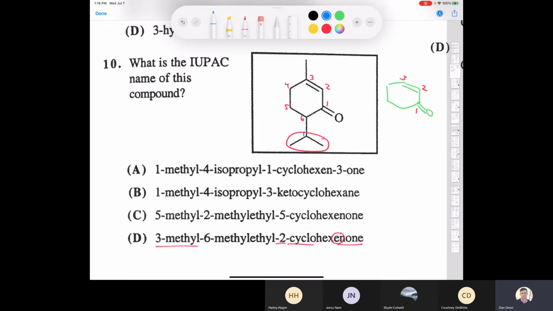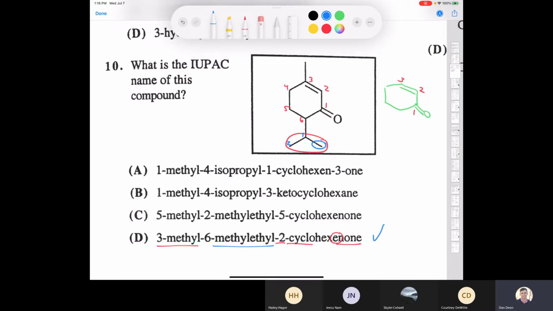We said we take the longest carbon chain, so this would be an ethyl, and then whatever groups are attached to that, which is a methyl on carbon number 1, we give those an identity. So we have 6-methyl ethyl, right? We don't have to call it 1-methyl ethyl, because if the methyl group was over there, then it would be a propyl group, okay? So then it wouldn't need some kind of systematic name. So there we go. The answer is D in this case.